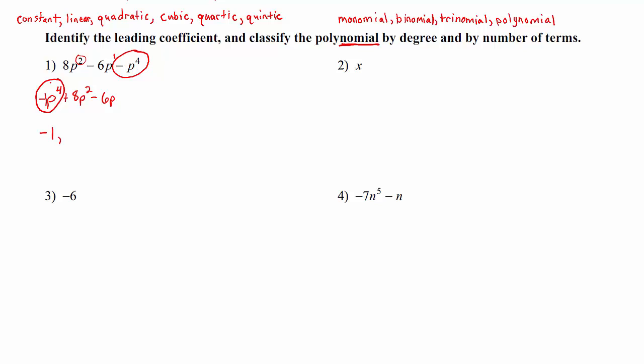So I started number 1 talking about the leading coefficient. Now we can classify by degree. The biggest exponent is 4, so it would be quartic. And there are 3 terms here because our terms are typically separated by positives and negatives. So 3 terms is a trinomial. And that's the 3 things the problem asked for.